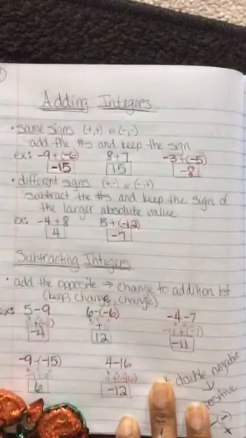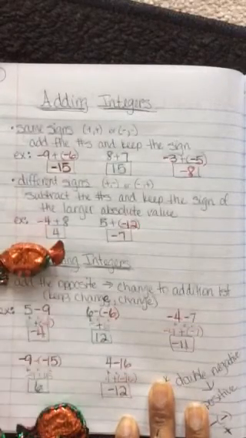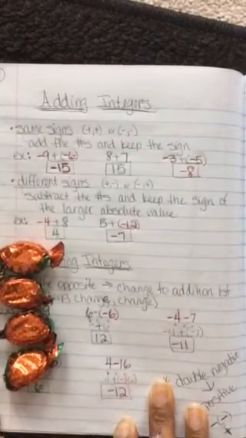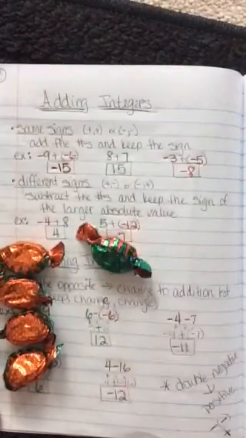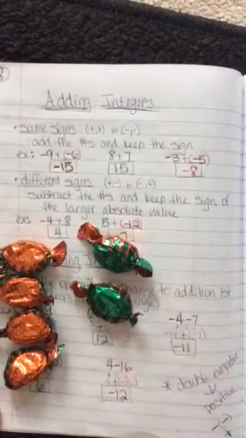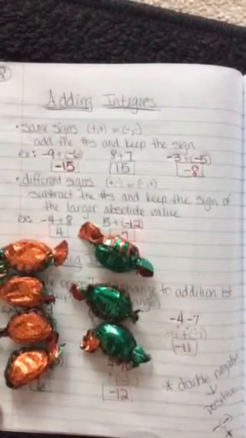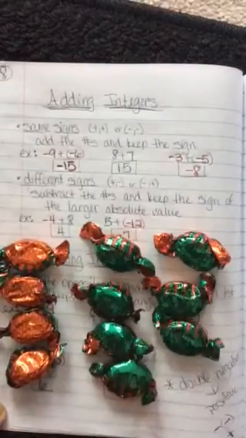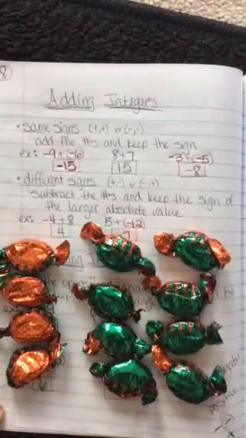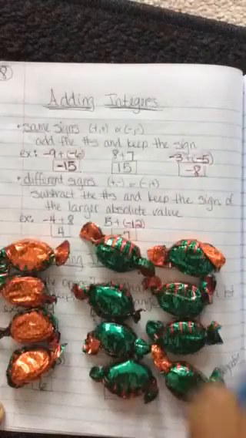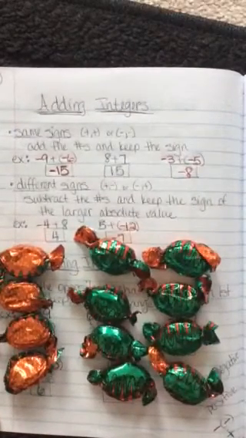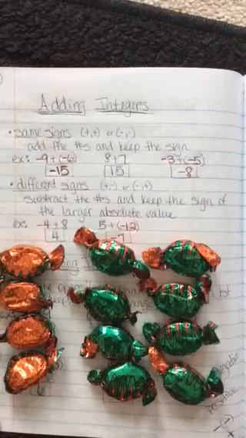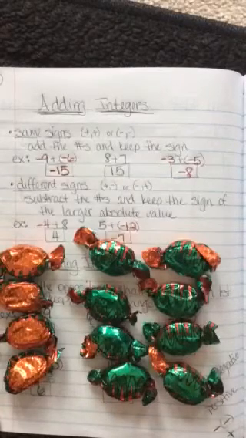Okay, let's model this one right here, the -4 plus 8. So that means I will have 4 negatives. So 4 candies on the red side. And then I need 8 positives. So 8 candies on the green side. Okay, so what I'm doing basically is I'm going to pair up positives and negatives to make 0 pairs. So a positive and a negative makes a 0 pair, which means they cancel each other out.